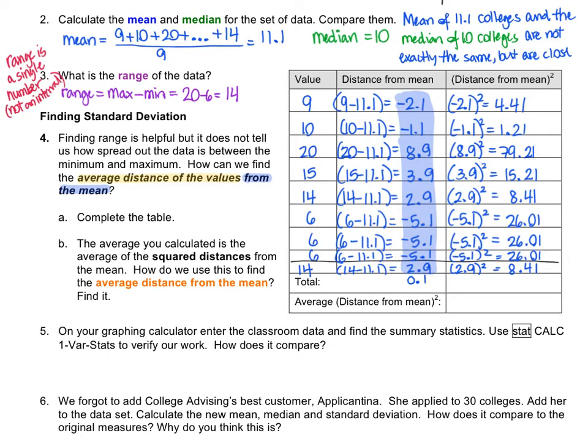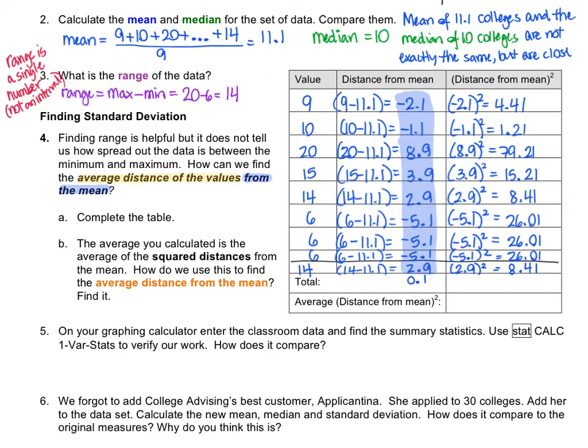Okay, so then if we were going to divide that number by 9, it's going to look like we have a really, really small standard deviation, like the numbers are super jam-packed close to each other. But as it turns out, we have a low value of 6 and a high value of 20, and a bunch of different values in between. So we know that that's really not an accurate measurement.